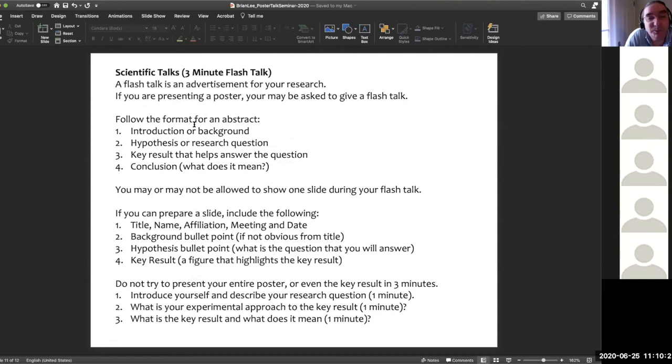Now, the last thing we want to talk about is a flash talk. In some cases, if you're going to a meeting and doing a poster presentation, the organizers might take a look at your abstract and say, hey, that's interesting. Maybe you want to advertise that, and they'll give you the opportunity to give a 3-minute flash talk. Now, a flash talk is basically the abstract for your poster. So you want to follow the format for an abstract.